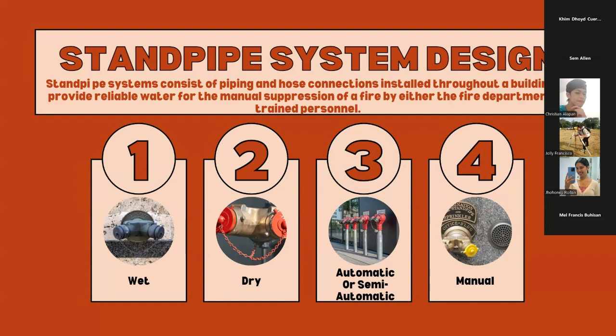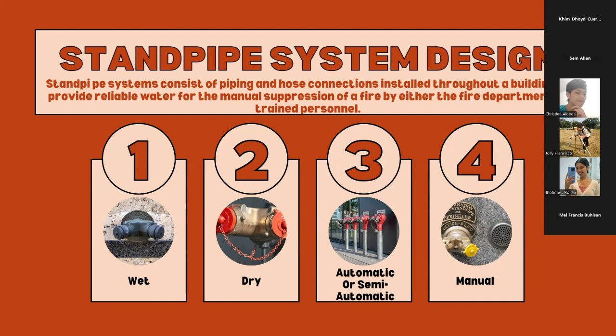So there are types of standpipe systems. The first is the wet standpipe system. This type of system is a type of fire protection system that always has water to pressurize within the standpipe, and it's connected to the hose. It's ready for immediate use by firefighters.